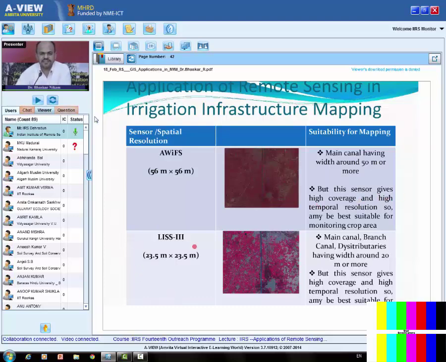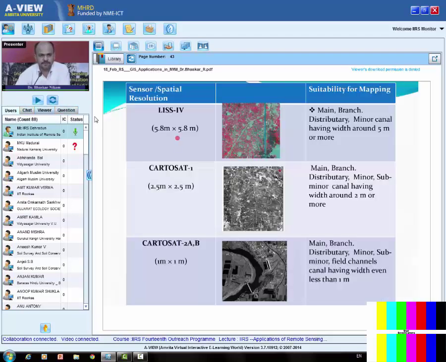But if I am interested in mapping main canal, branch canal and distributary, maybe the distributaries will not be of that much width. Distributaries may be 10 to 15 meters wide, which will not be detectable in 56 meter resolution. So I have to go down to 23.5 meter resolution, which is LISS-3 data. If I am getting a better spatial resolution, I have to lose the temporal resolution. I can get an AWiFS image for my area every week. But to get a LISS-3 image of my area, I have to wait maybe 20 days for repeatability.